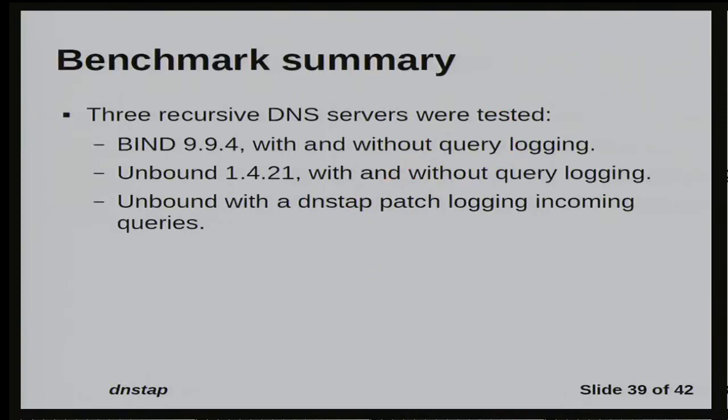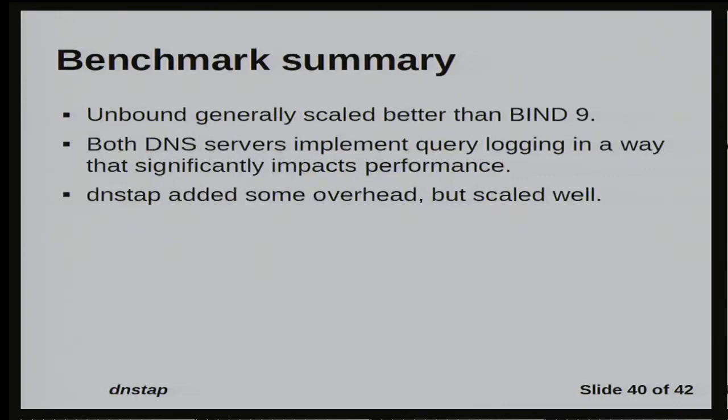So here's our summary. We've tested 3 different recursive servers: original bind, original unbound, and unbound with this patch set that we've developed that implements dnstap support. Unbound generally scaled better than bind 9 in this particular benchmark on this particular hardware, but both servers implemented query logging in a way that significantly impacts the performance. And dnstap added some CPU overhead, but it tended to scale pretty well.